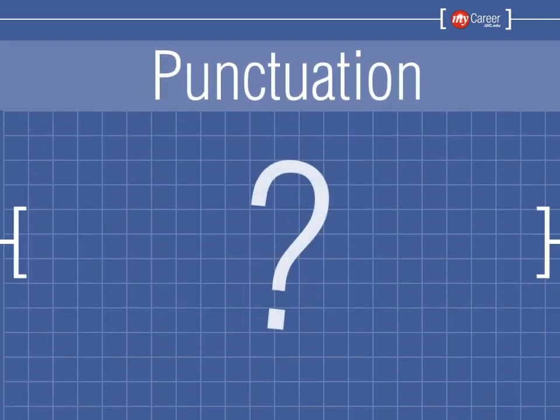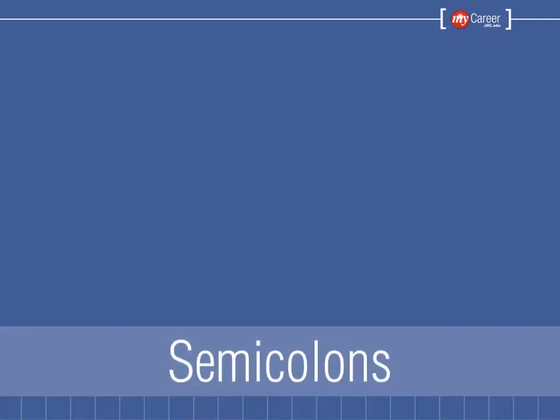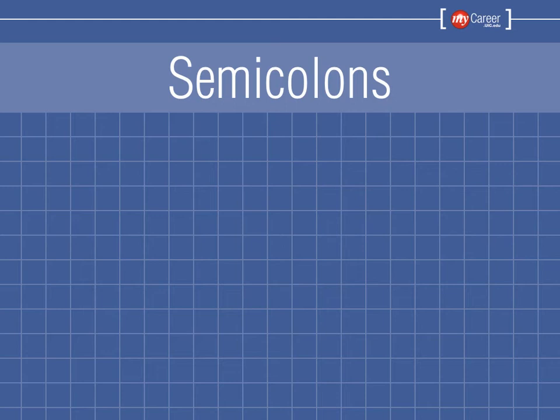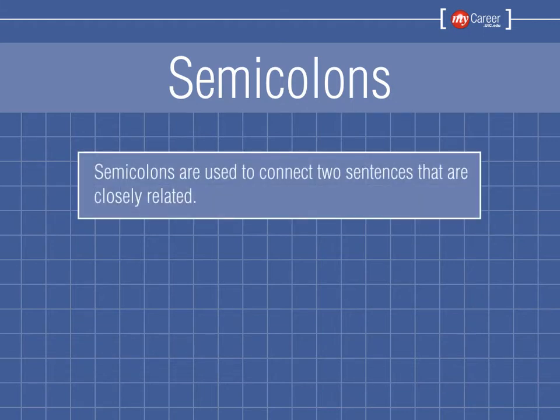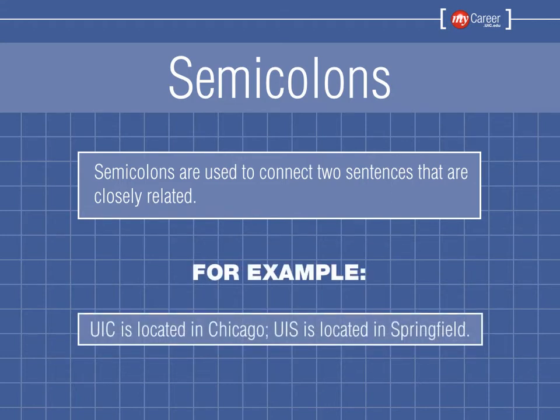On to punctuation. Semicolons are possibly the most commonly misused punctuation marks, but the basic rule governing their usage is actually quite simple. Semicolons are used to connect two sentences that are closely related. For example, since the sentence UIC is located in Chicago is closely related to the sentence UIS is located in Springfield, the two can be joined by a semicolon.